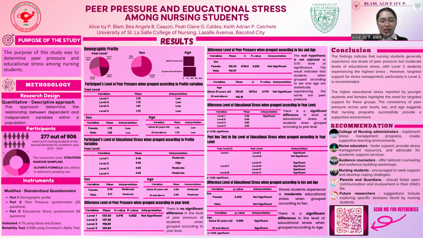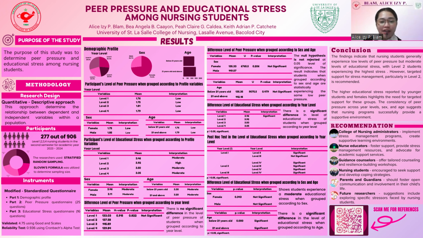In terms of age, 46.6% of the participants are below 21 years old, indicating a proportion of young individuals. The remaining 53.4% are 21 years old and above, suggesting a balanced distribution across age groups. Next, participants' level of peer pressure when grouped according to profile variables.